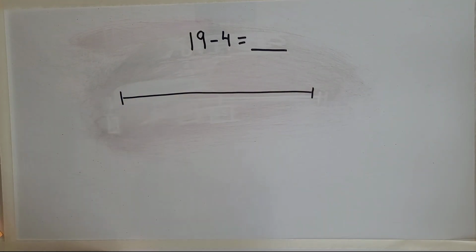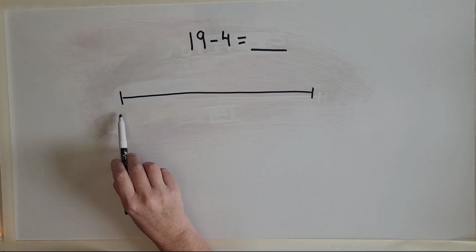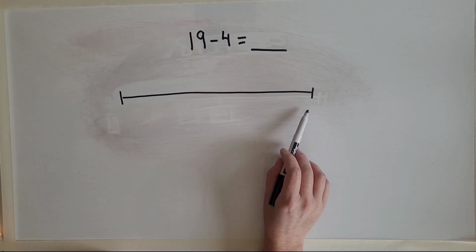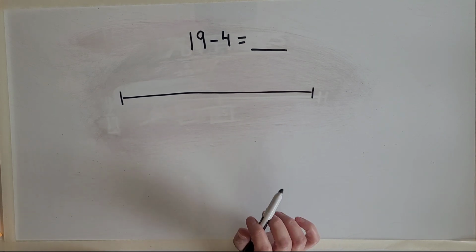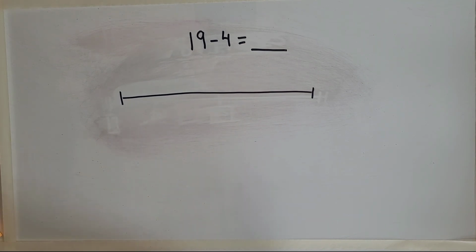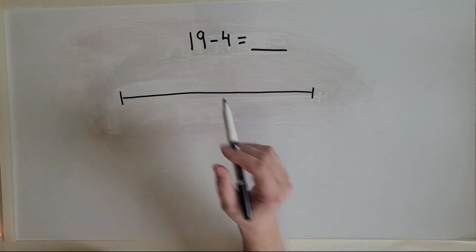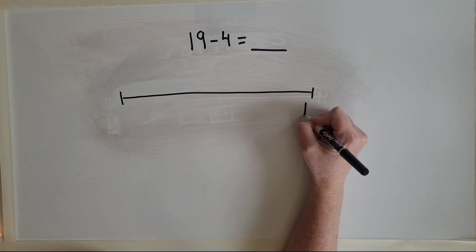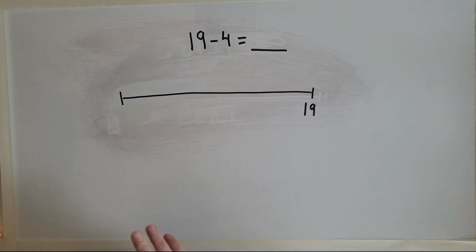one thing that our kiddos will want to do is they're used to starting from the left and working to the right, which is great when you're counting up. But we're going backwards today. We're going to subtract. So we have to pay attention to where our larger number is. And our larger number is 19. So we need to put our larger number at the end of our number line. And this is a very tricky thing for kids to remember.